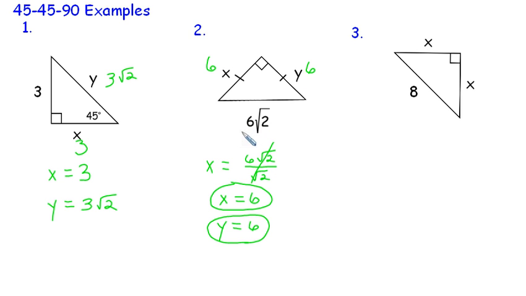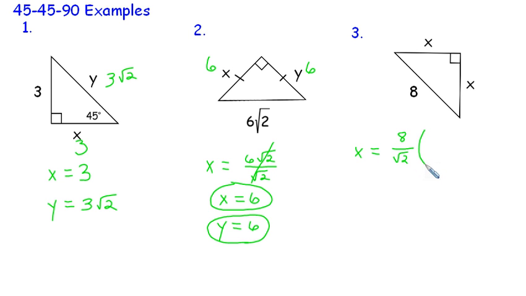Now, my third example, what happens if this is not a value times the square root of 2? Like on number 3, the hypotenuse is 8. Now, we still work it the same way. If you know the hypotenuse and you're looking for the leg, you're going to have to take the hypotenuse and divide by square root of 2. The problem here is that we have a radical in the denominator. So we have to get rid of it.